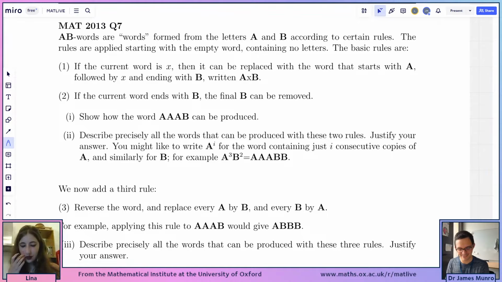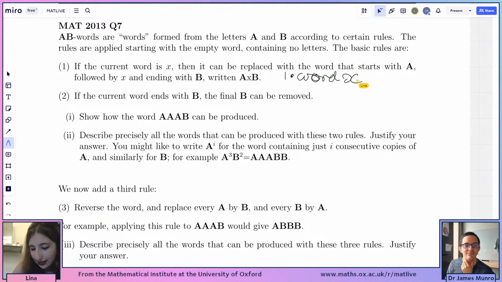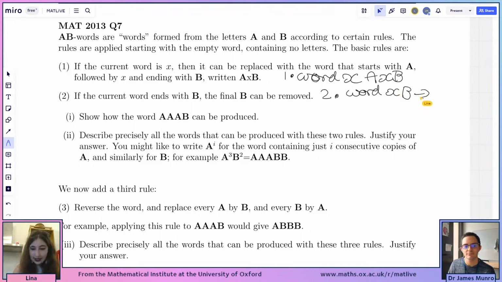So the first bit of this question, if you look at the rules, the first rule is that if we have a word X, then we can write it as AXB. So it's quite similar to the question before. I'm just going to write this in note form. So rule 1 is that word X can be written as AXB. And now for rule 2, we just want to show that if there is a word XB, it can be written as X. So we can just get rid of that last B.